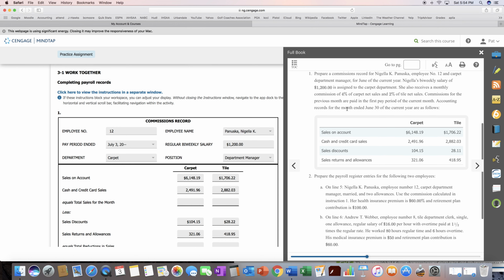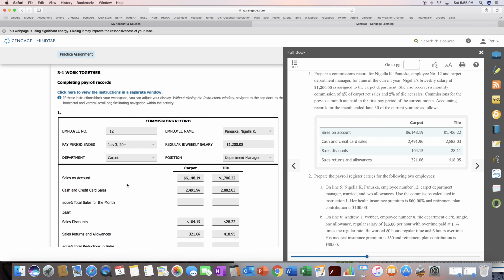Make sure when we're finished, we got it all completed. It says prepare commissions for our employee number 12 here, carpet department, June. Nigella's biweekly salary is $1,200. You get 4% commission for carpet sales, 2% for tile sales. She's in the carpet department, that said. Commissions for the previous month are paid in the current month. All right, so we got to figure this out. This information and this information is put here. Her job is department manager, and all these numbers are given to you here and here. That's where we're getting it.